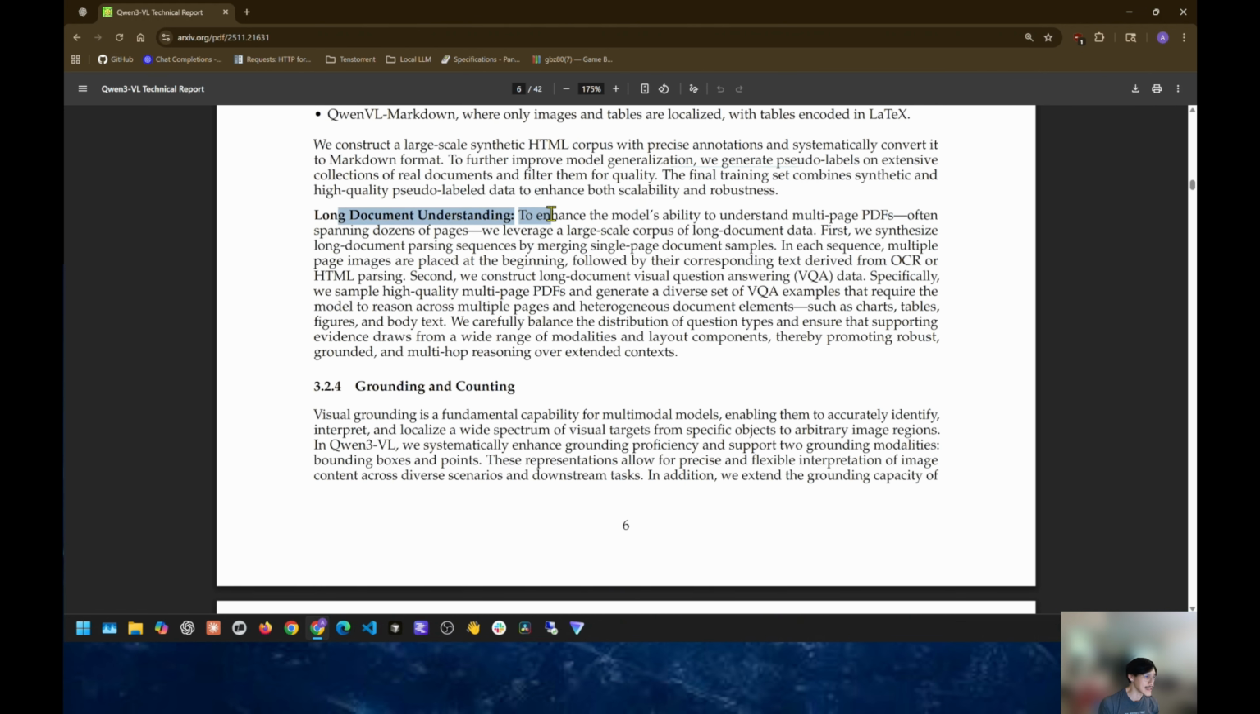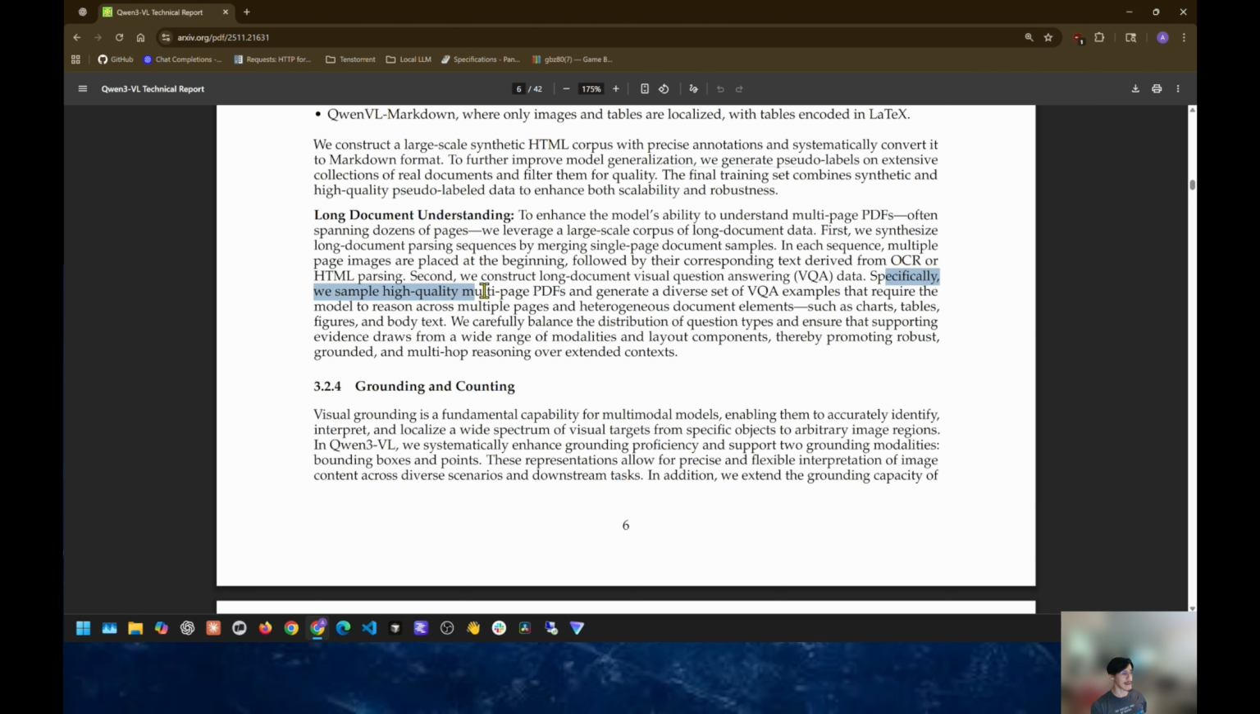Long document understanding. To enhance the model's ability to understand multi-page PDFs, often spanning dozens of pages, we leverage a large-scale corpus of long document data. First, we synthesize the long document parsing sequences by merging single-page document samples. In each sequence, multiple pages are placed at the beginning, followed by their corresponding text derived from OCR or HTML parsing. Second, we construct long document visual question answering data.